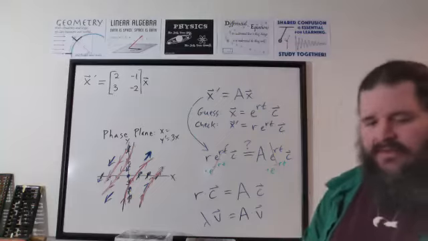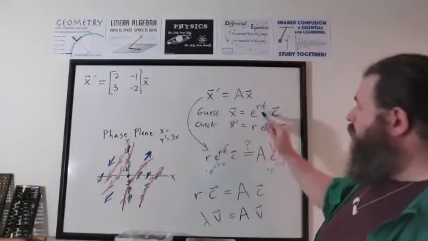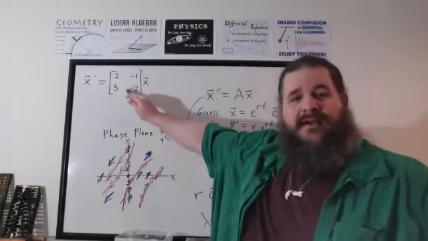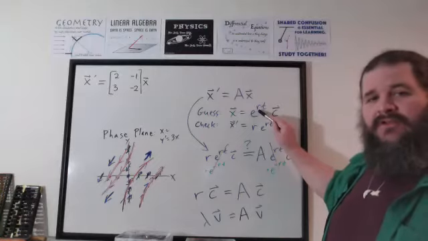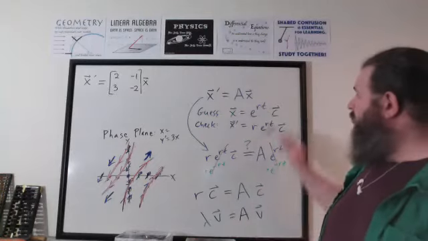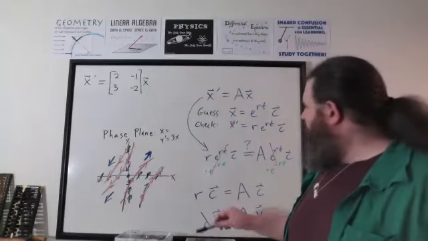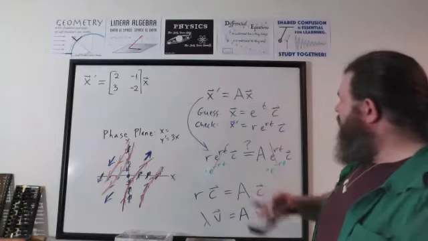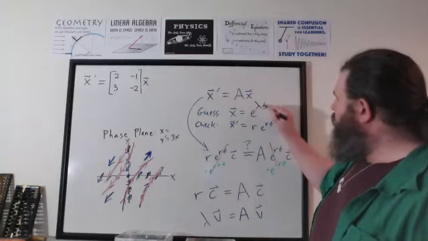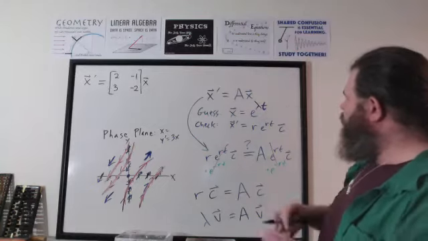So this gives us an idea of how to construct our guess. This guess will work, but to make it work, we need to find the eigenvalues and eigenvectors of this matrix. The eigenvalues will give us the exponential constants, the R values, and the eigenvectors will tell us these constant vectors. So for that reason, we usually write this as e to the lambda t times v.